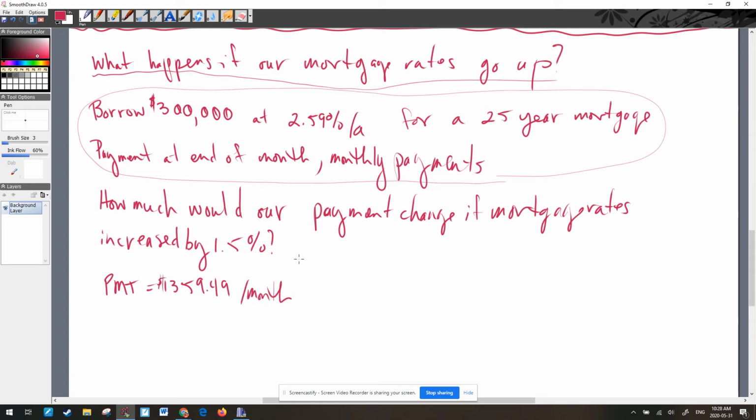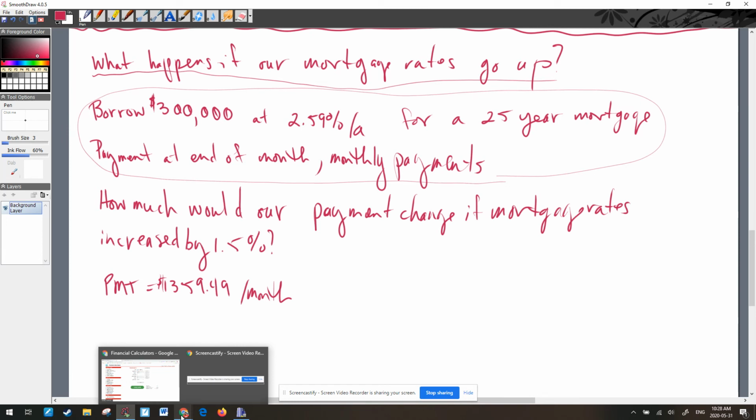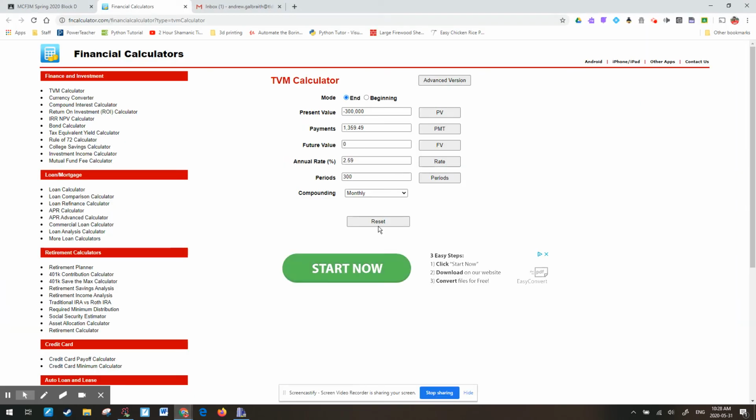Now, imagine all of a sudden, right after you got your mortgage and you have a variable rate mortgage, bad things happen in the financial market and your interest rate spiked and it went up an extra 1.5%. So that would take it to 4.09%, which still historically is an exceptionally low interest rate. So let's see what happens to our mortgage.